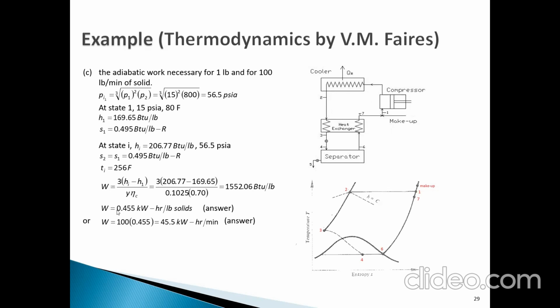So, this is now 0.455 kilowatt hour per pound of solid. Ito yung answer kasi dun sa book. So, the work is 100 times 0.455. This is pounds per minute of solid, is 45.5 kilowatt hour per minute. So, this is the answer then sa book. So, okay na?